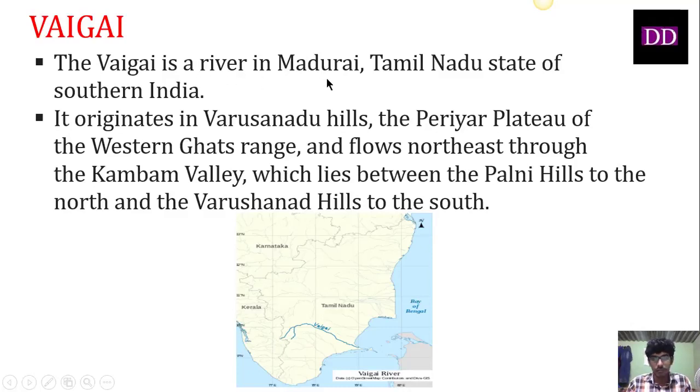And the next one is Vaigai River. Vaigai is a river in Madurai, Tamil Nadu state. It originated in Varusanadu Hills, the Periyar Plateau of the Western Ghats range, and flows northeast to Kambam Valley, which lies between Palni Hills to the north and Varusanadu Hills to the south. This is the Vaigai River map. You can see it here. It originated here and it flows to various districts in Tamil Nadu.